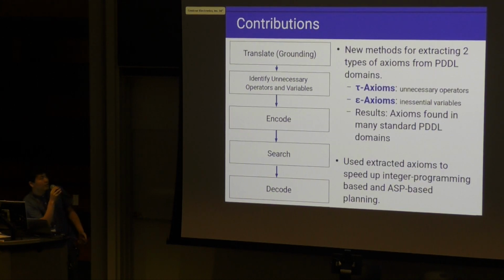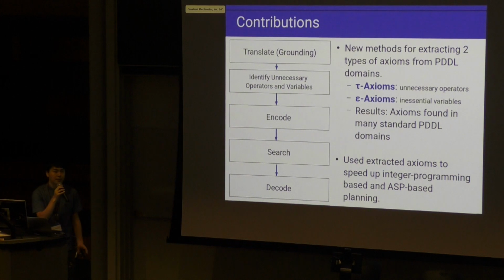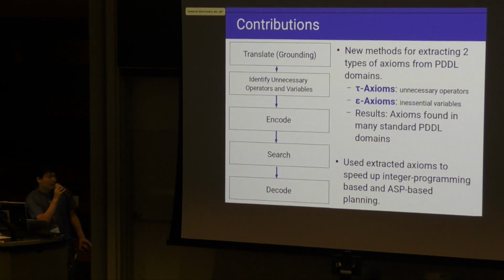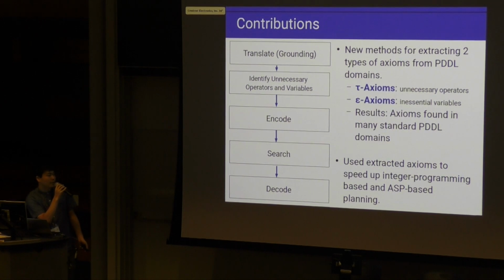Our main contributions are new methods for extracting two types of axioms. One is called tau axioms, which represent unnecessary operators. The other is called epsilon axioms, which represent inessential variables. We showed these axioms can be extracted from many IPC domains. We also used the extracted axioms to speed up integer programming-based and answer set programming-based planners.